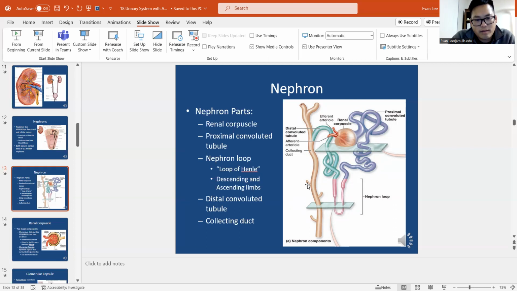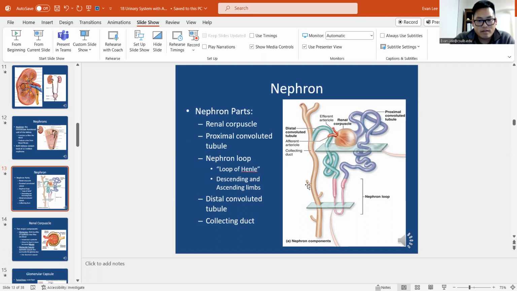Now, the thing about these is that they all look the same. A lot of these structures are hard to tell what's what unless you have some way of figuring out which one's which. So you always want to have some sort of reference point, as always in anatomy. So we're going to do the same here.